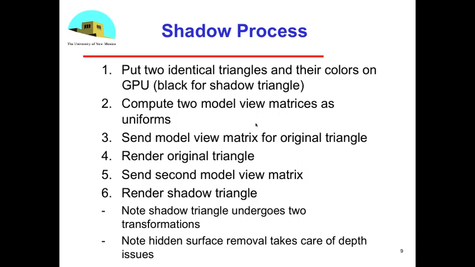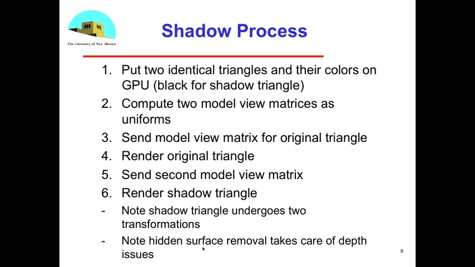Send those two model view matrices over to the vertex shader where we do this. We'd use the first one to render the original triangle, the second one to render the shadow triangle, and note here, the shadow triangle undergoes two transformations. It's the transformation which involves the light source location and then the original model view.